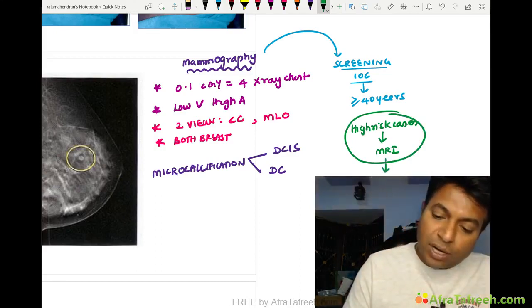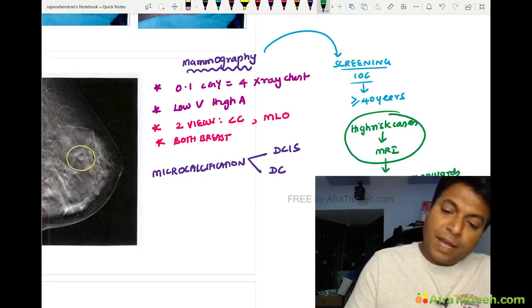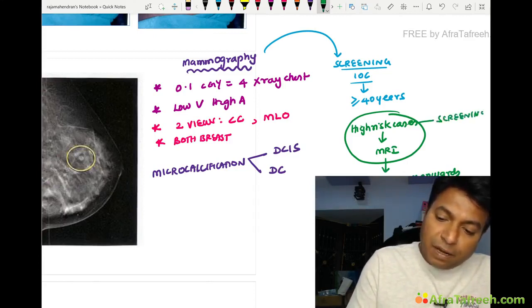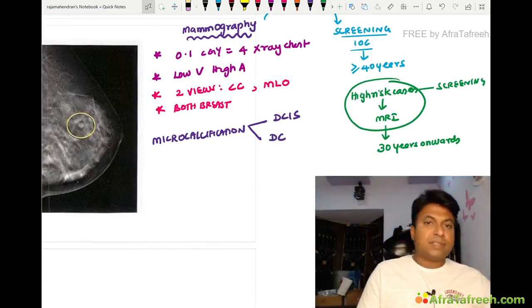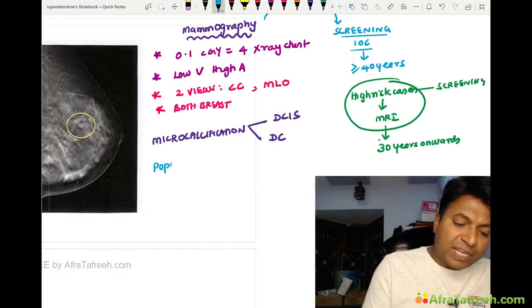High risk cases should undergo screening from 30 years onwards. High risk screening starts at 30 years. Regular patient screening starts at 40 years. So I want to tell you certain MCQs. Popcorn calcification, who will get?